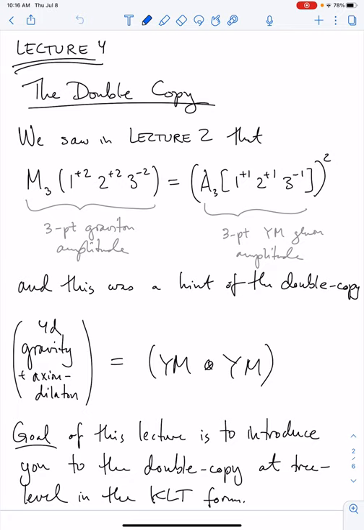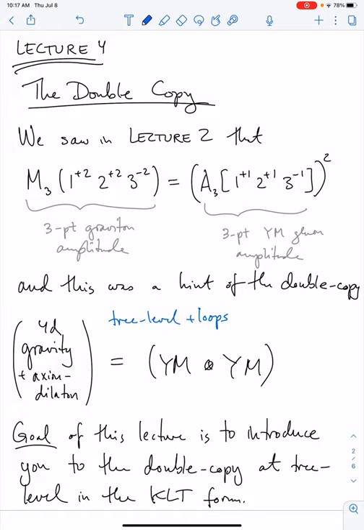In fact, what is true at tree level for amplitudes, and perhaps even also at loops, and I won't talk about loops here, I'll focus on the tree level, is that, loosely speaking, Yang-Mills times Yang-Mills in four dimensions gives you gravity plus an axion-dilaton. Now, in d dimensions, there's also a relation between the double copy of gluon amplitudes, Yang-Mills times Yang-Mills, and gravity, and then it's gravity plus an antisymmetric two-form plus the dilaton. Most of what I'll say here would be valid in d dimensions, but when I write specifics of amplitudes, I will do them in four dimensions, using the 4D spinor helicity formalism that we discussed.